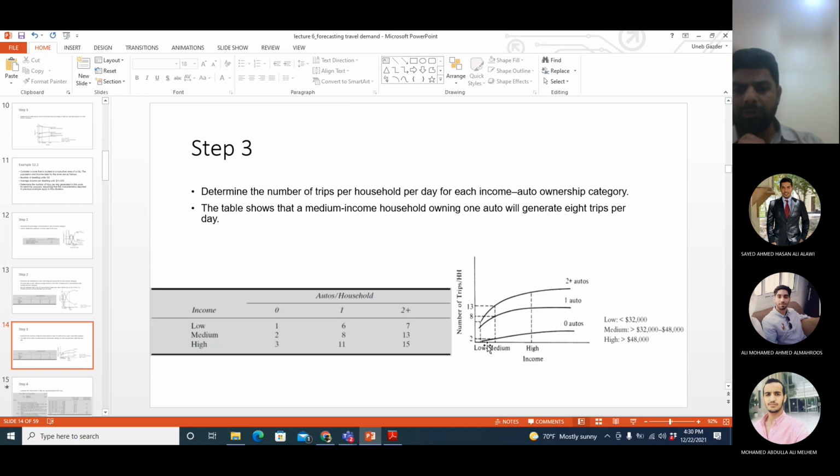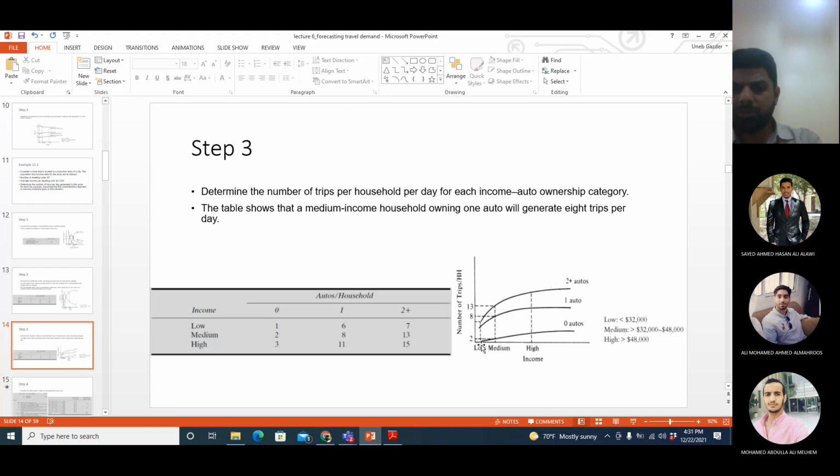If somebody gives you the curve, for example, I did not give you the sample data, I just gave you this curve. These curves are plotted from the sample data. So one curve for 0 autos, one for 1 auto, and the other one for 2 plus autos. 0 autos with low income have only 1 trip on average.